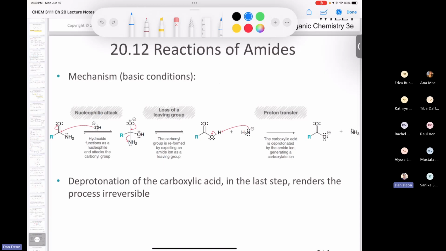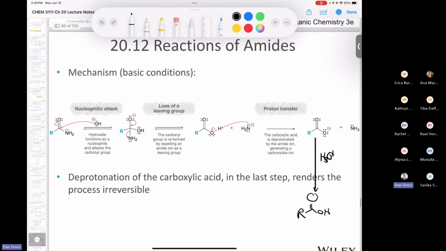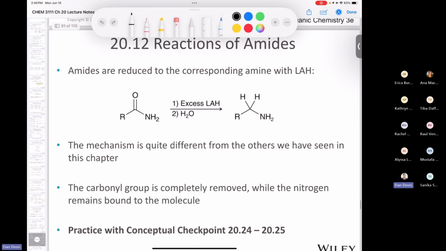Now you lose amide as your leaving group, and the amide just does a proton transfer to give you the ammonia plus your carboxylate. And then you treat this with H3O plus, and you end up with your carboxylic acid, like that. There you go. Also, if you're wondering what drives this reaction forward, it's the formation of the carboxylate ion, which helps push this reaction forward. So what else can you do with an amide?